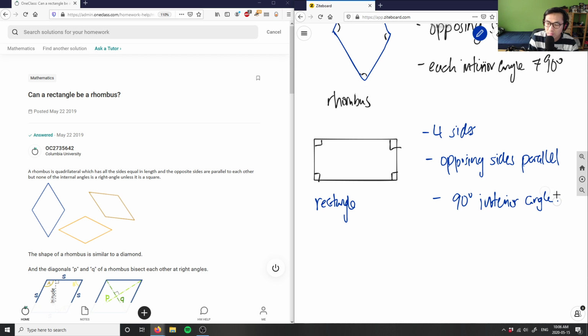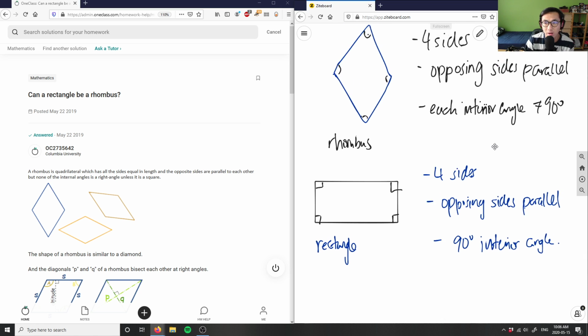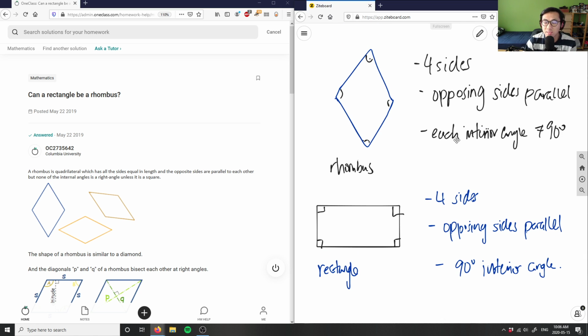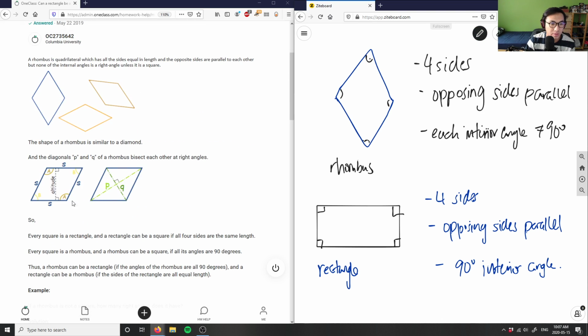So when we're asking, can a rectangle be a rhombus? Well, technically it cannot, right? For a rhombus here, each interior angle cannot equal 90 degrees, and rectangles have interior angles that equal 90 degrees. So based off these interior angles, it's similar, but it can't be 90 degrees here. And what they also did here is draw bisecting lines. So they bisect each other at right angles. Let me see if I can draw some bisecting lines for you here.